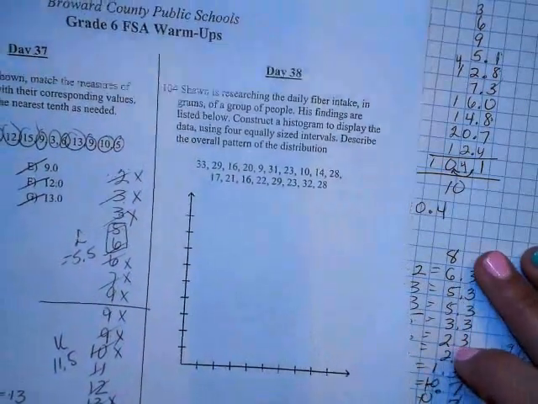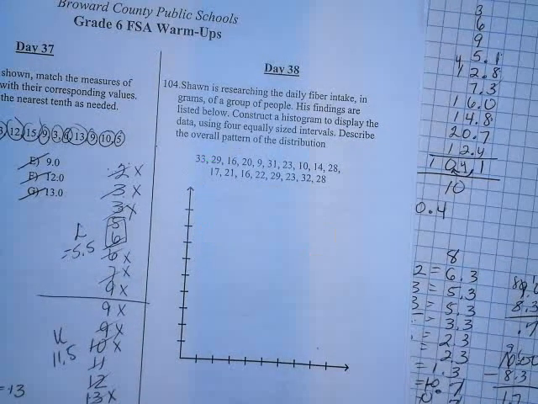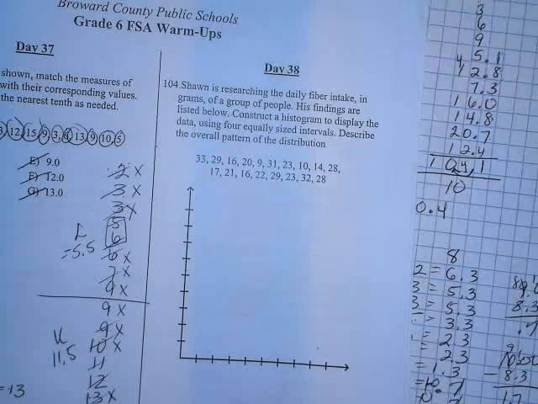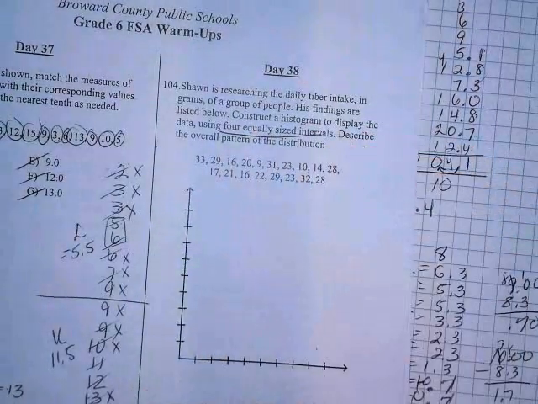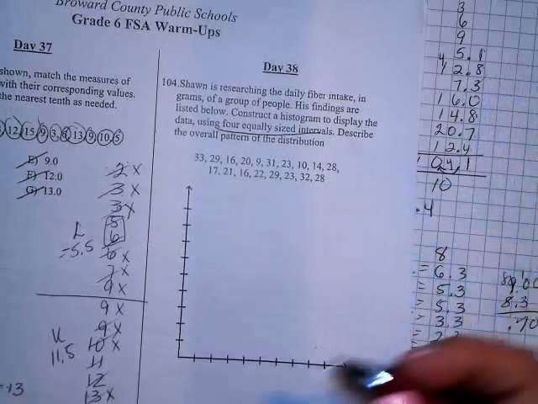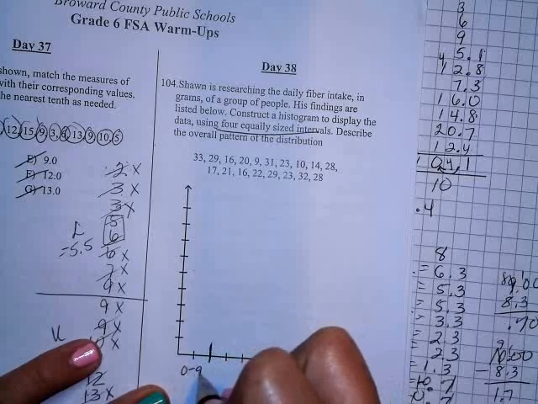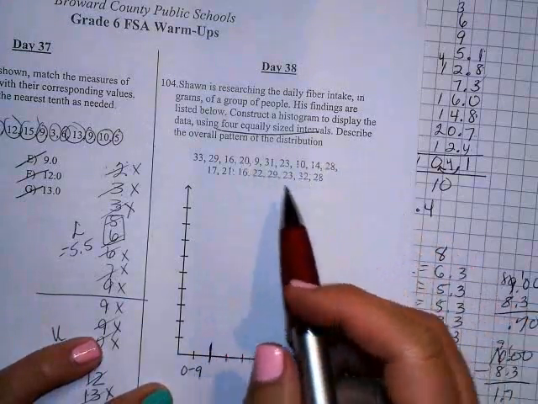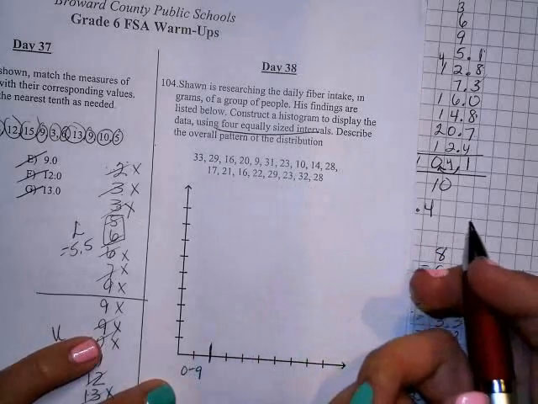Sean is researching the daily fiber intake in grams of a group of people. His findings are listed below. Construct a histogram to display the data shown using 4 equally sized intervals. Describe the overall pattern of the distribution. Okay, so from 0 to 9, we're going to start off here. We're going to make from here to here 0 to 9, because you have to start at 0, first of all.